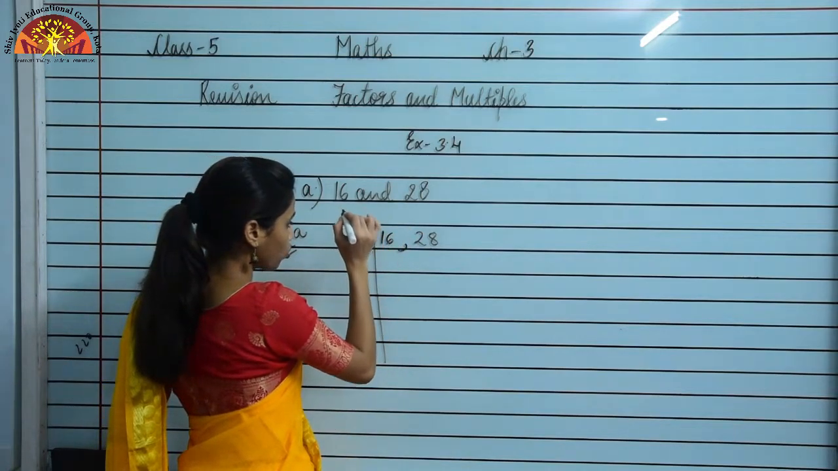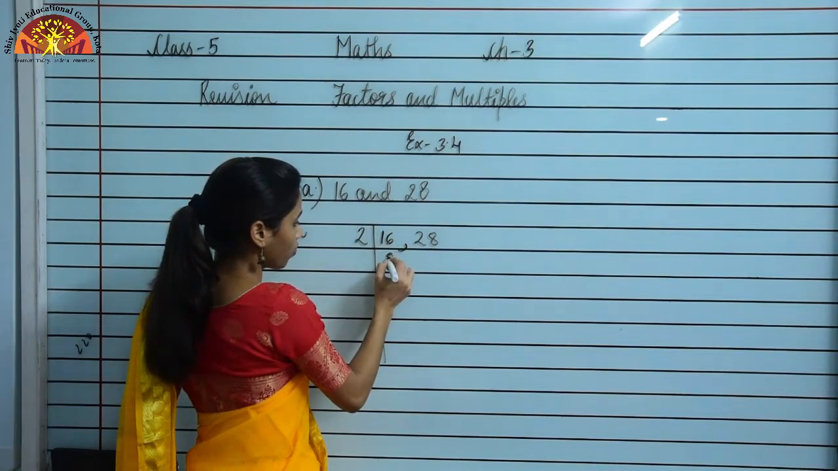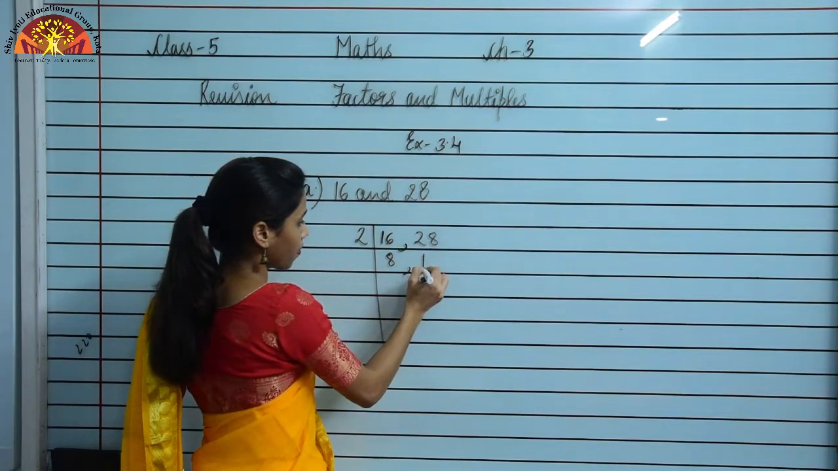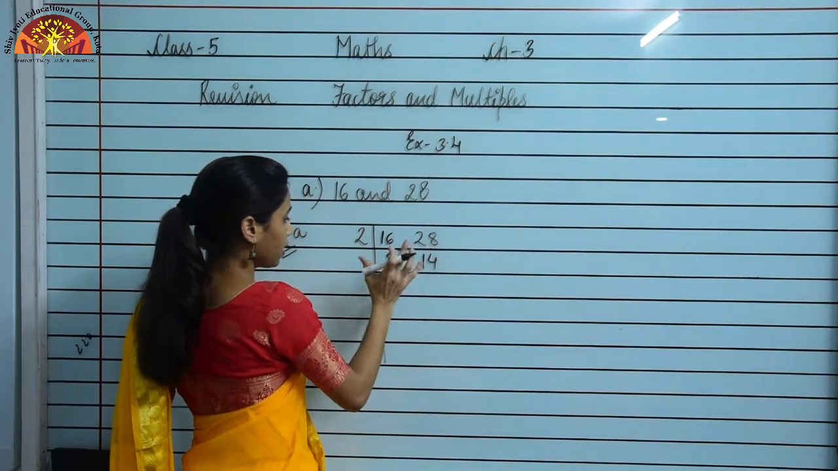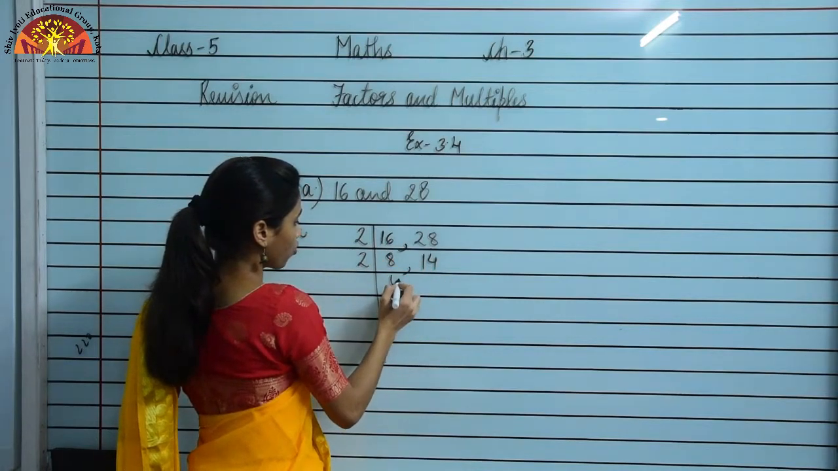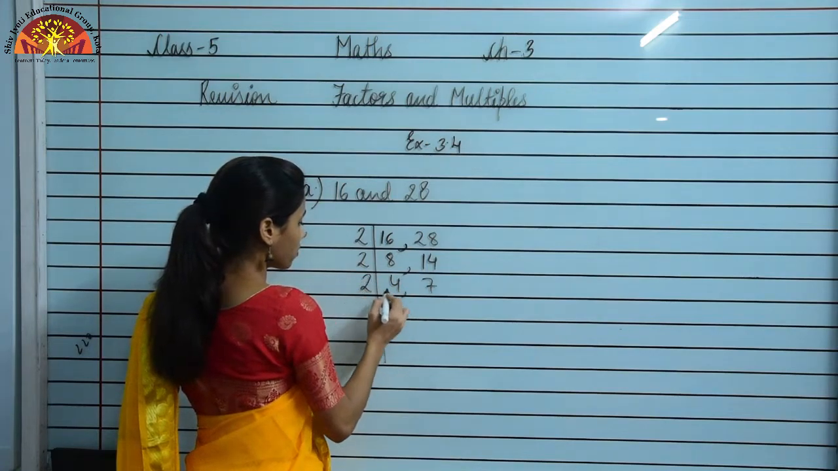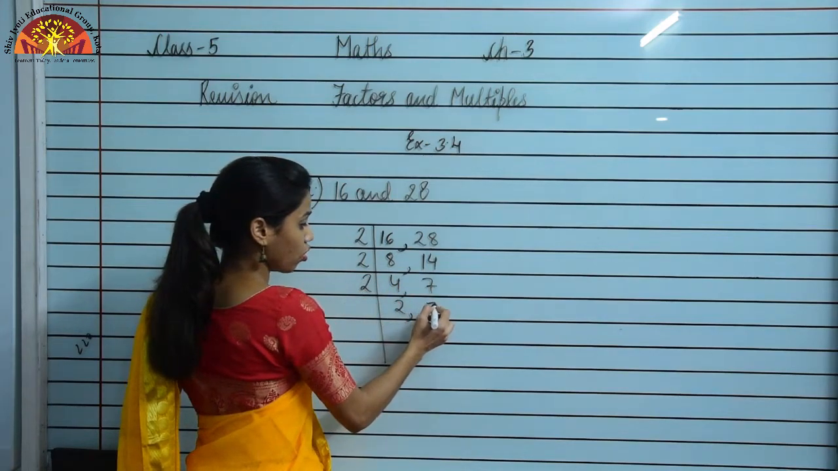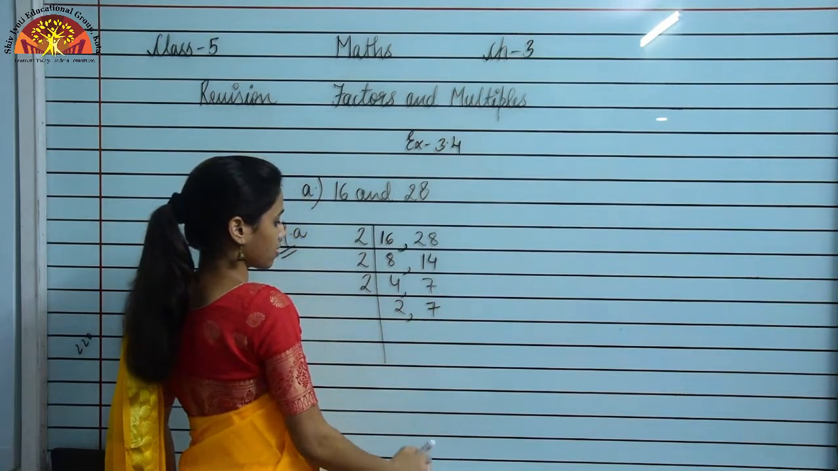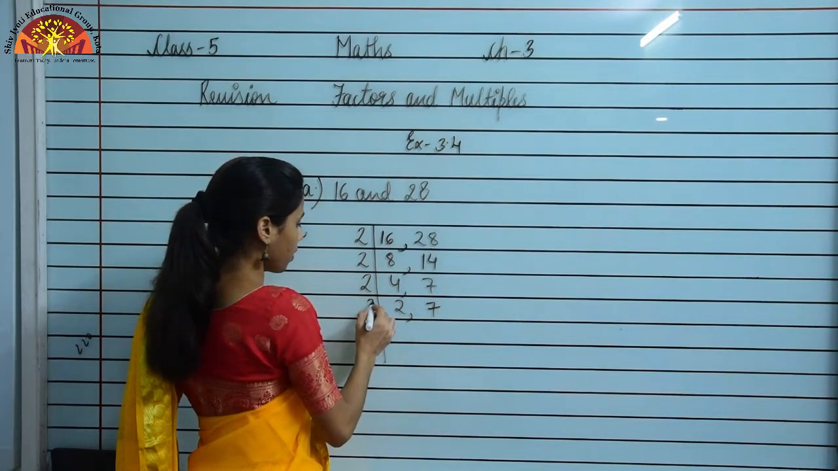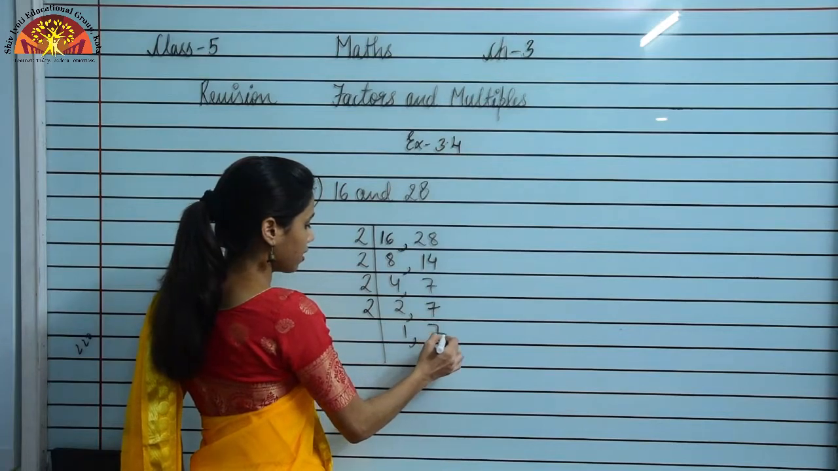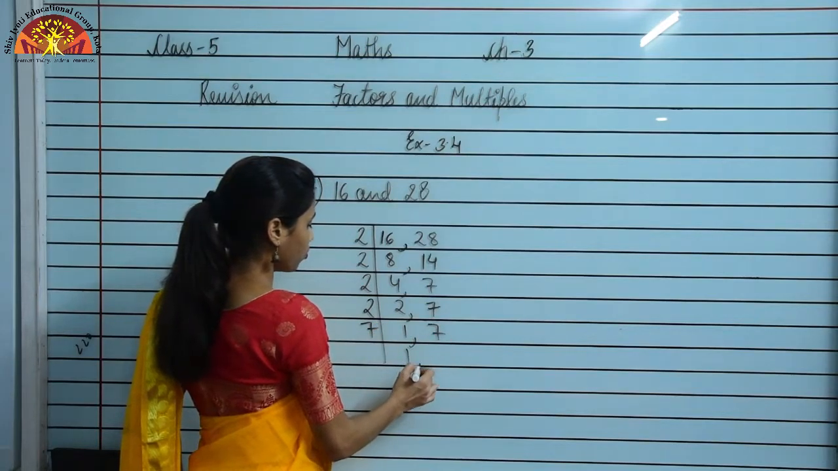So I'll start with 2. 16 is divisible by 2 8 times and 28 divisible by 2 14 times. Again these two numbers are divisible by 2 4 times and 7 times, and again 4 is divisible by 2 but 7 is not divisible, so I'll write 7 as it is. Now 2 is divisible by 2 1 time and 7 as it is, and 7 by 7 1 time.